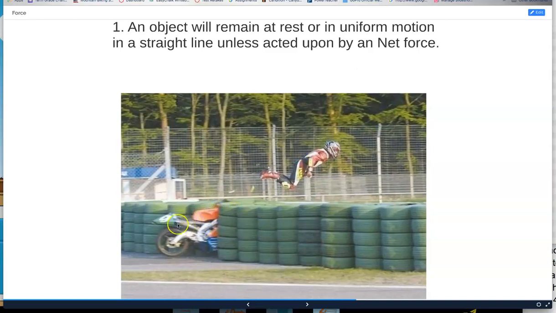What's happened is his motorcycle has hit the tires, but he didn't have anything to hit. He had no force act upon him, as you can see right here. No force acted upon him. And so he continues in a straight line at uniform motion. That means his speed is constant. There's no acceleration for this guy. He just goes off the bike in a straight line. That's what Newton's first law says. It says objects want to stay the way they are, really.